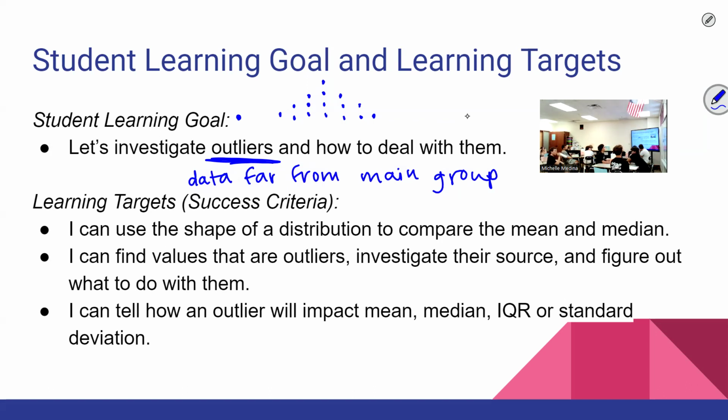So that's what we were hoping you could recognize in the warm-up, but when in doubt, just do the math and tell me how things like mean, median, IQR, or standard deviation change.